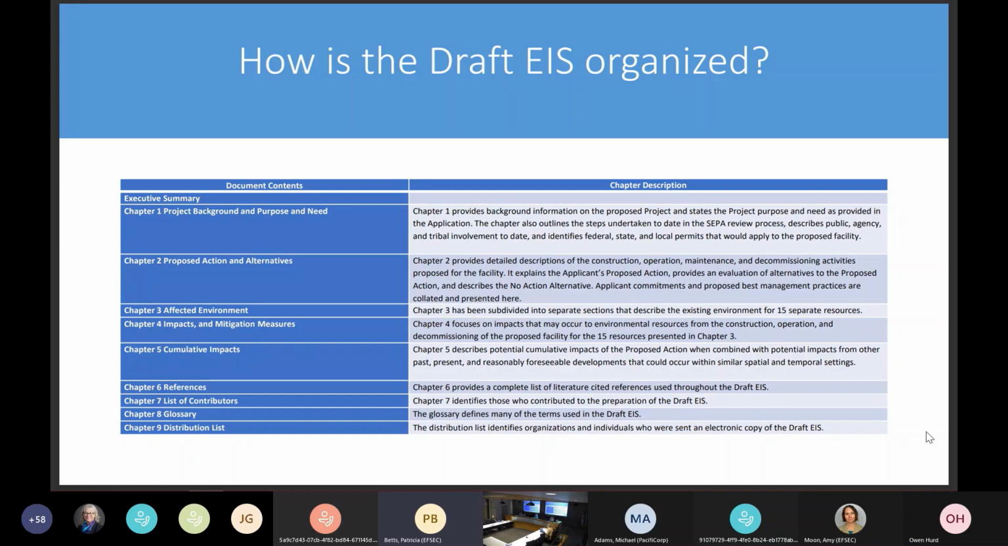Alternatives are also discussed at the end of Chapter 2. The proposal is also known as an action alternative. And so there is also a no action alternative, which analyzes the impacts to the environment if the proposal were not permitted and constructed. And this provides a comparison of environmental impacts with and without the project. Only one action alternative was analyzed in the draft EIS, which is the applicant's proposal.